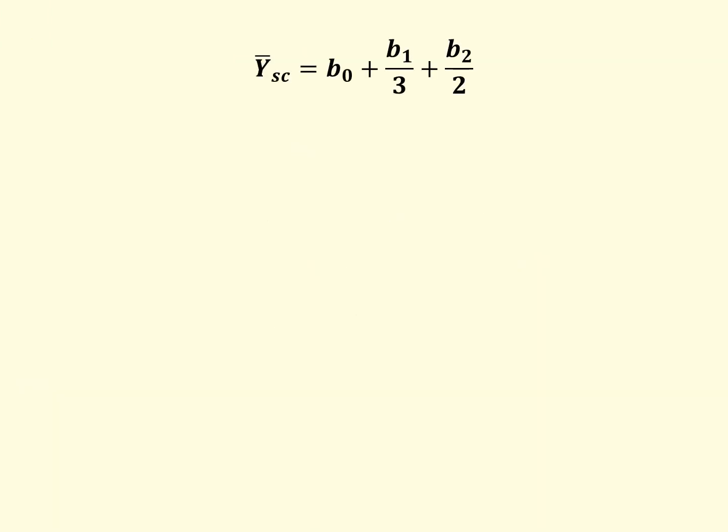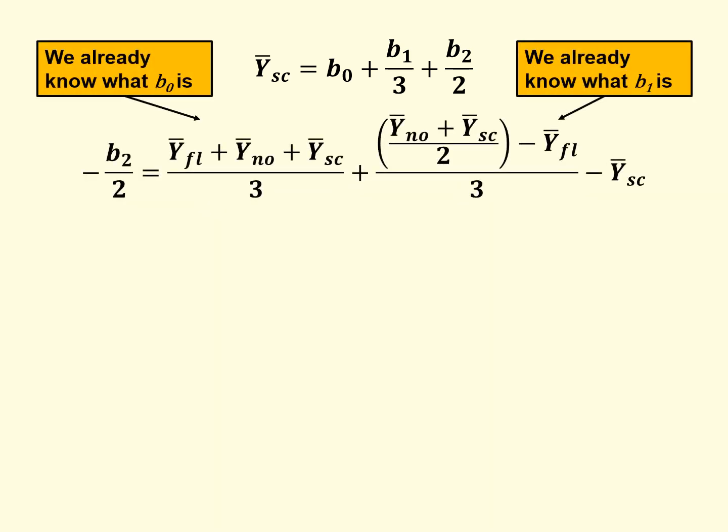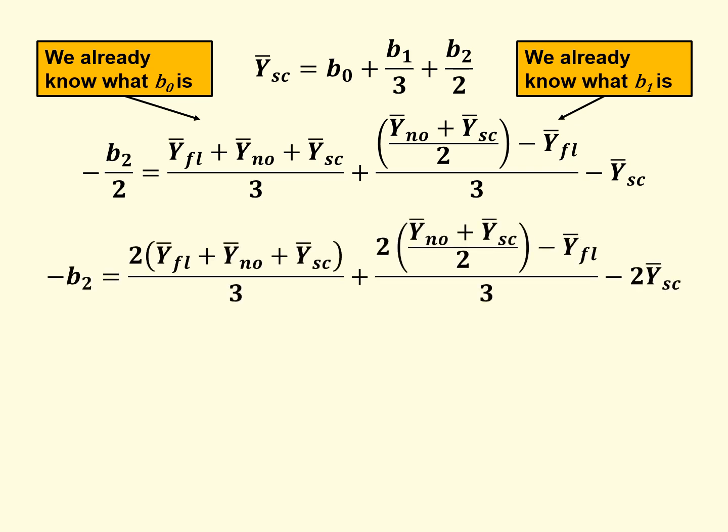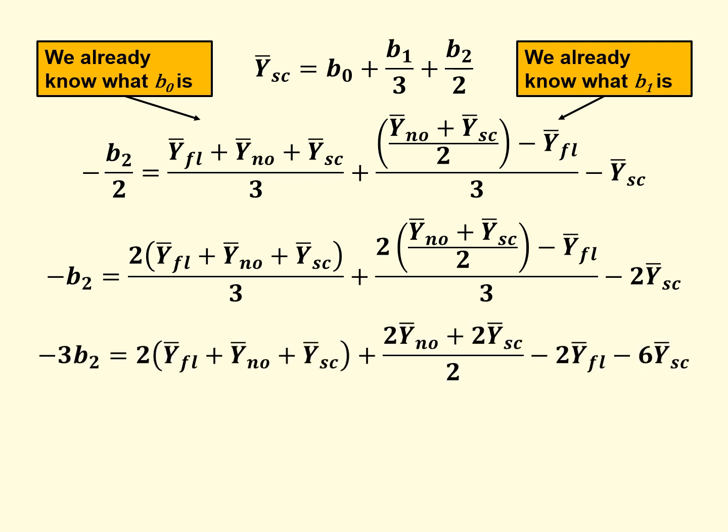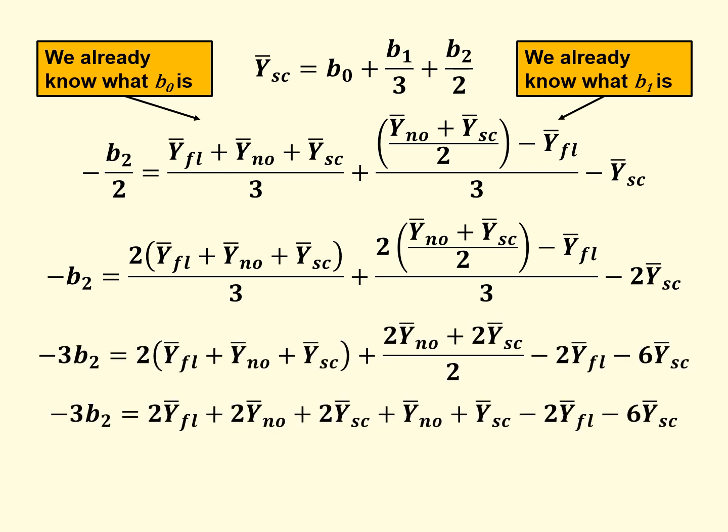So here's that formula, rearranged slightly. We already know what b sub 0 and b sub 1 are, so we're going to throw those values into our equation. Do a little bit of algebra here. Do a little bit more. A little bit more. A little bit more. See, I told you there was a lot of algebra in this step.